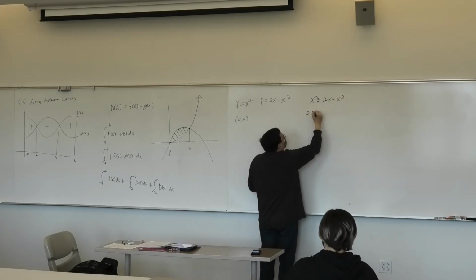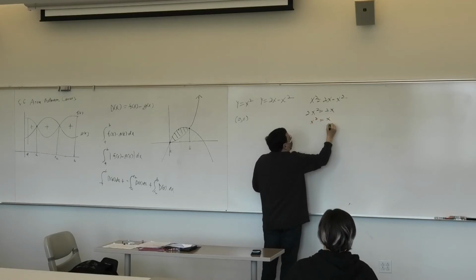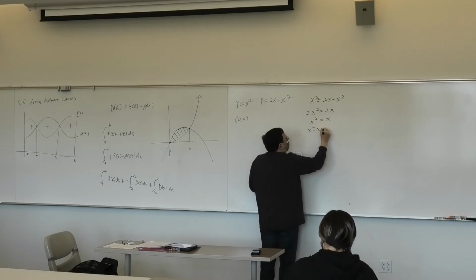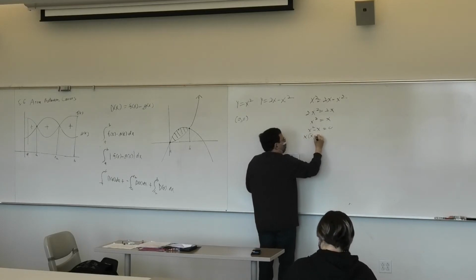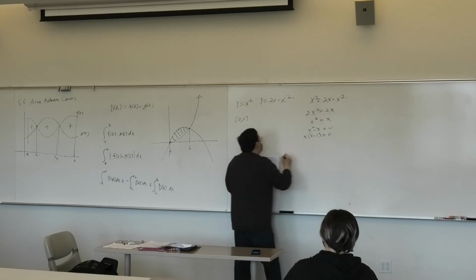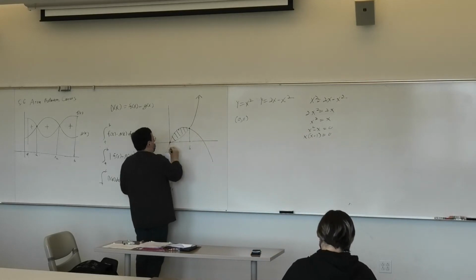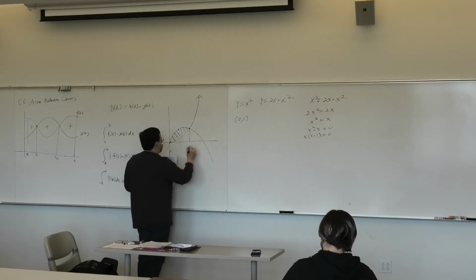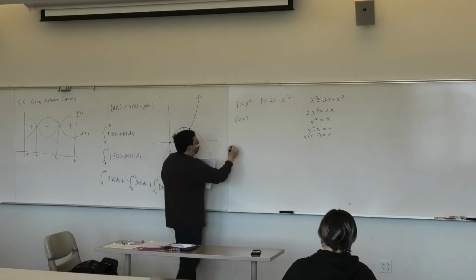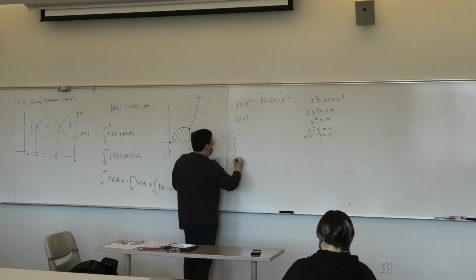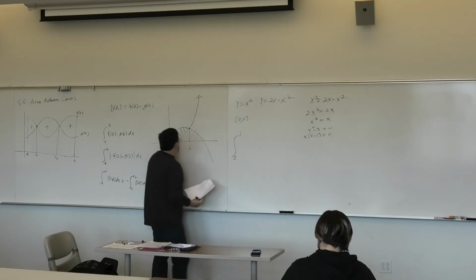And I'll get x squared equals 2x, x squared equals x, or x squared minus x equals 0. And by factoring, I can see immediately that the 2 points where they're going to meet are 0 and 1. I guess that wasn't 1 over there. I guess it was over here. So here's my integral from 0 to 1.